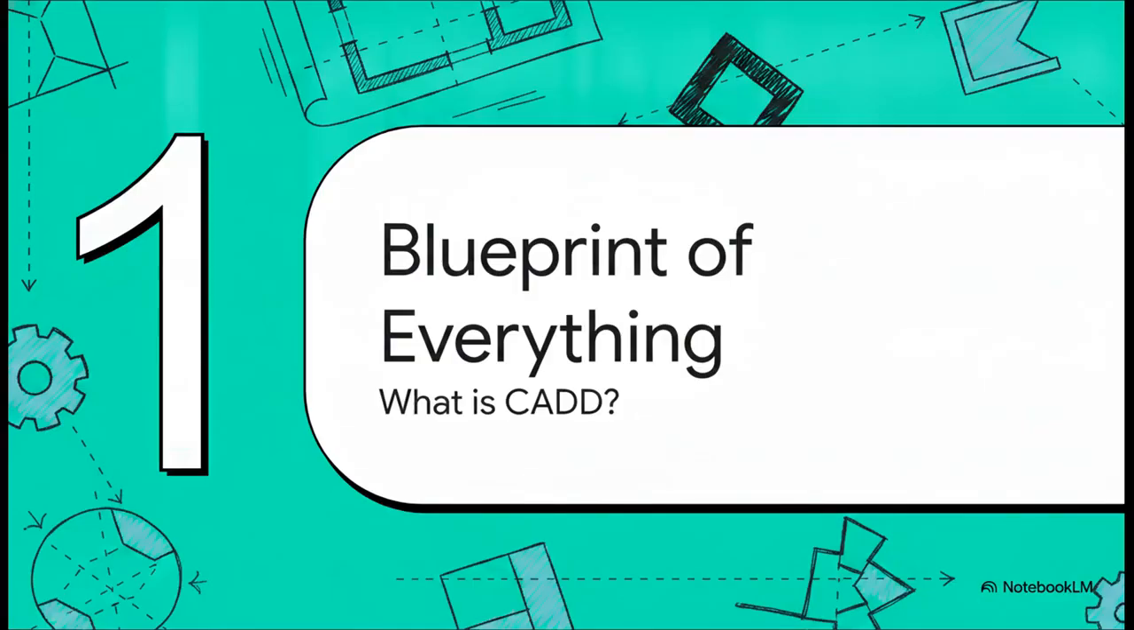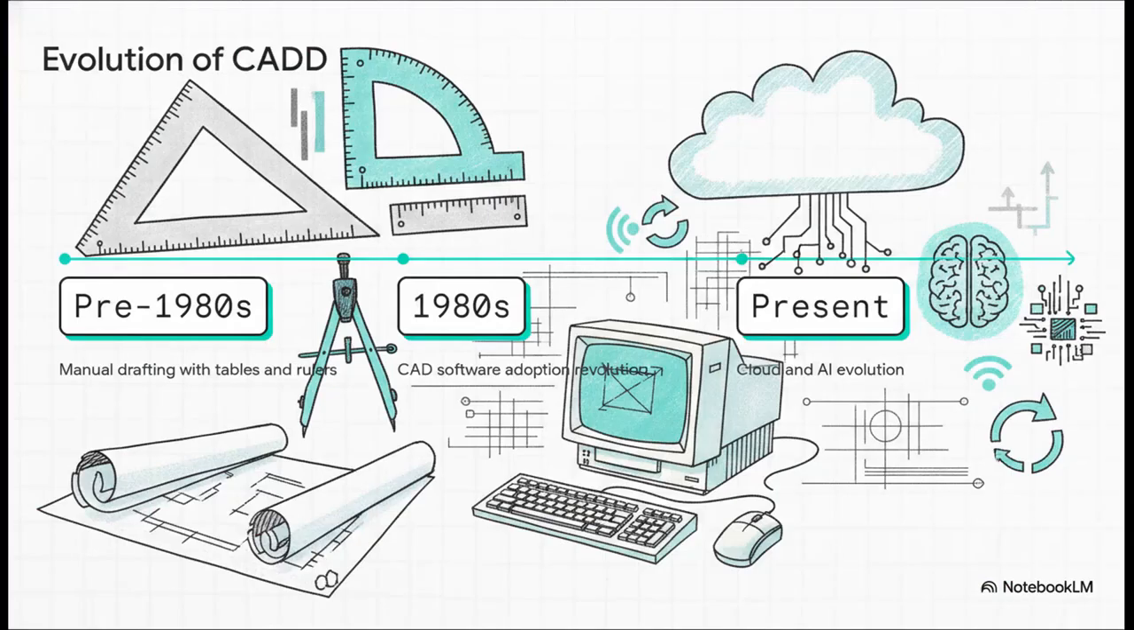All right, Section 1, the blueprint of everything. Let's take a quick trip back in time. Pre-1980s, drafting was entirely manual. Picture giant rooms filled with massive paper tables, rulers, T-squares, the whole shebang.